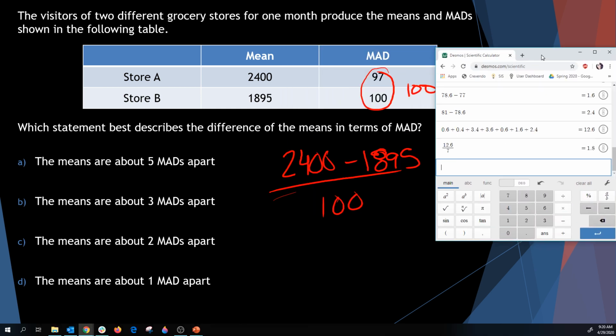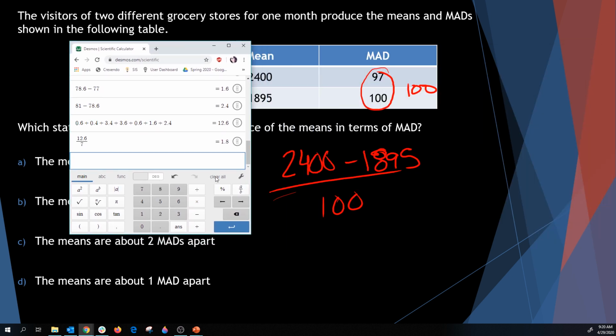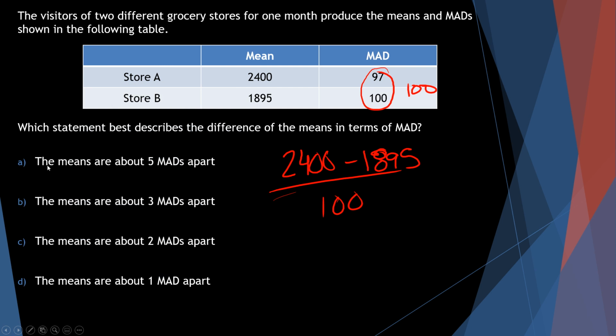So let's type it into a calculator. So I have 2400 minus 1895, which gives me 505. And when we divide that by 100, we get about 5, right? 5.05 is very close to 5, which means that the means are about 5 mean absolute deviations apart.